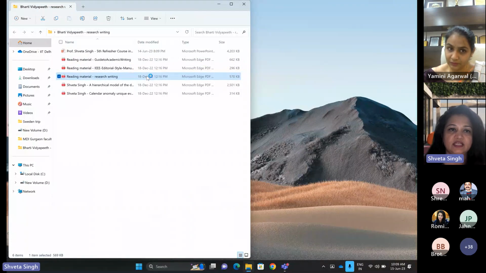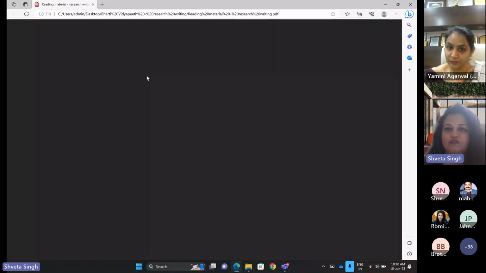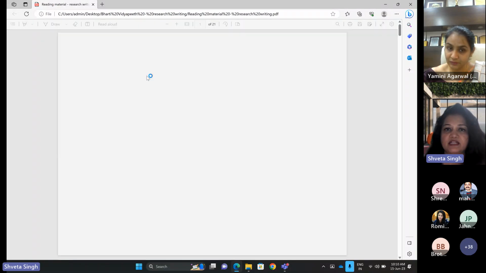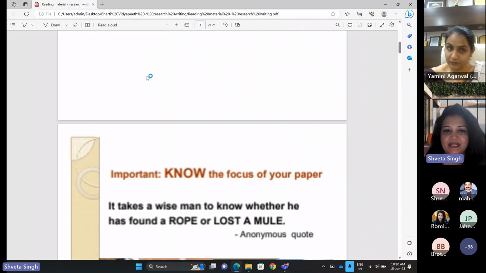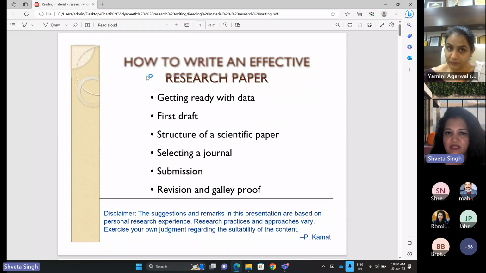Then I got this reading material as a PPT from one of the professors, which is also very, very useful. I share it with my own scholars, which again, I think the participants would find handy. This is how you get ready with your data, and then how you write a scientific research paper. The same tools that we use here are the tools that we deploy whenever we write a research proposal for any agency.